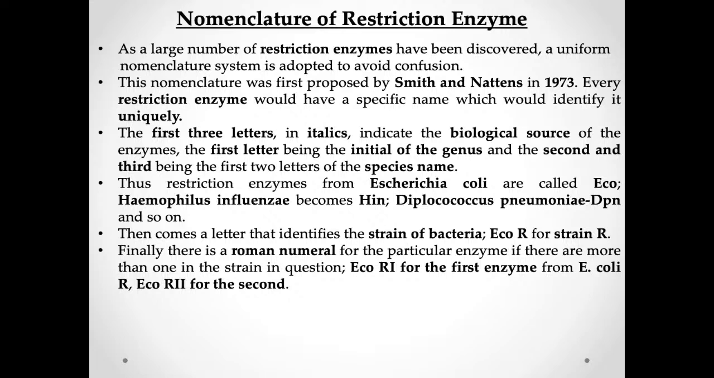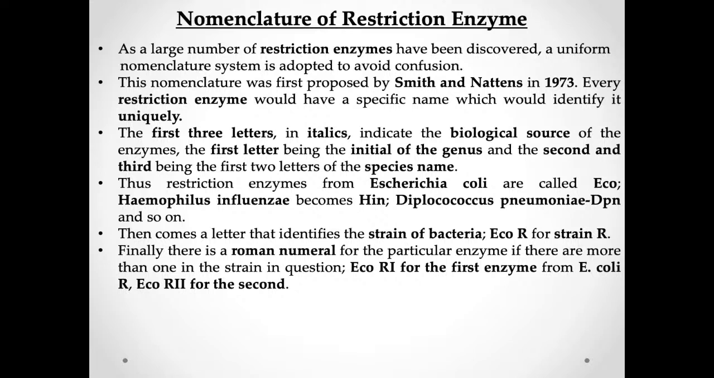The nomenclature of restriction enzymes: how do we name them? Basically, to give them a uniform name, a uniform nomenclature was adopted for restriction enzymes. It was given by Smith and Nathans in 1973. So every restriction enzyme has a specific name which identifies it uniquely. The first three letters are in italics and indicate the biological source of the enzyme, the first letter being the initial of the genus, and the second and third being the first two letters of the species name.